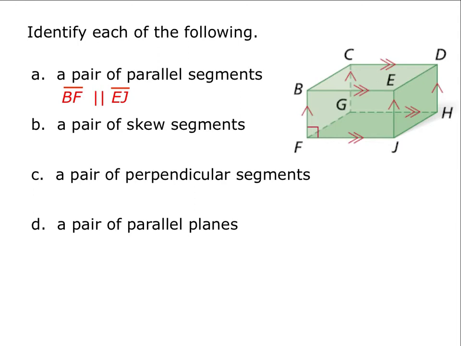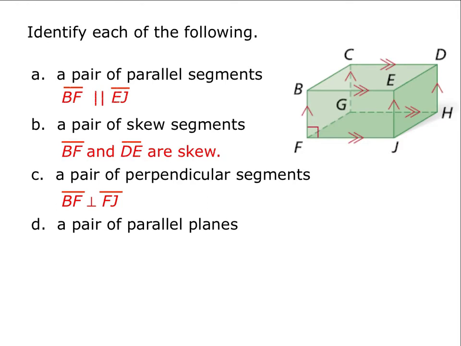Skew segments, again, could be more than one answer. I have segments BF and DE. BF and GH. Yeah, that would work. BF and, as long as you don't intersect BF, and then it's got to go a different direction. So BF and CD could work. You don't have to use BF. Any question? Want to check your answer on those?